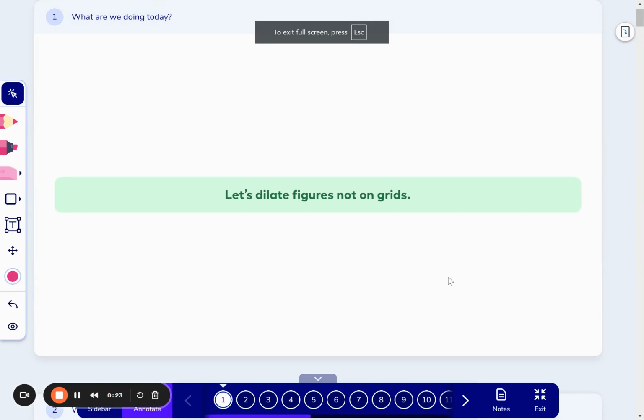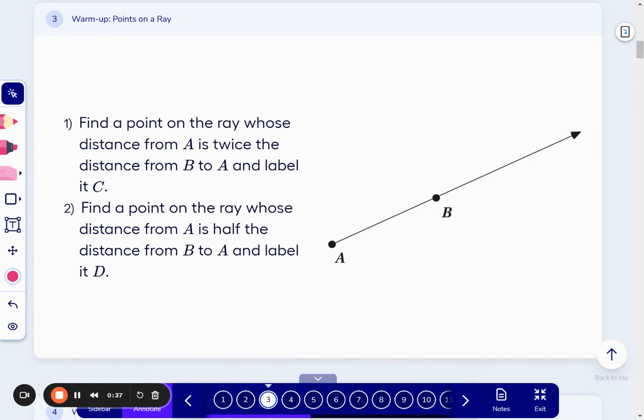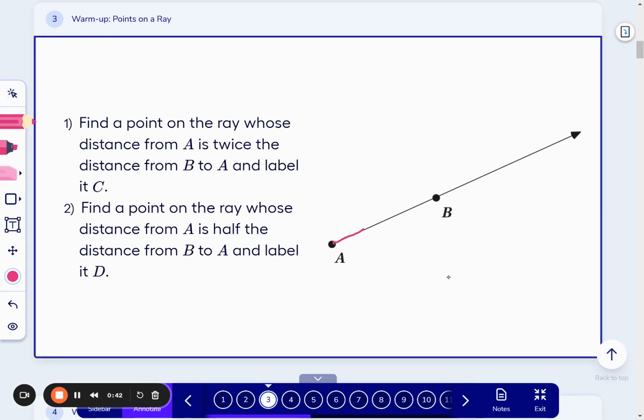Dilations. So we're going to dilate with no grid. Let's see how this goes out. You'll need a ruler when you're doing this, so make sure you end up with a ruler. Here we could measure the distance from here to here. Let's say it was 15. Since I want to do twice, I would do 2 times 15, and I would mark my new point.